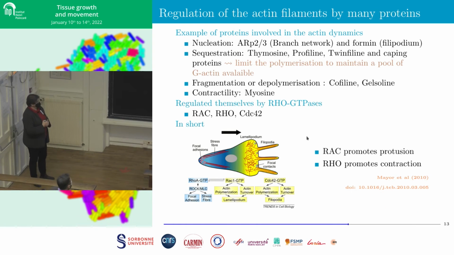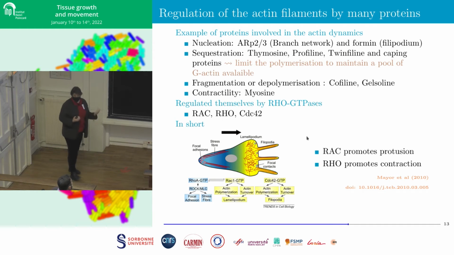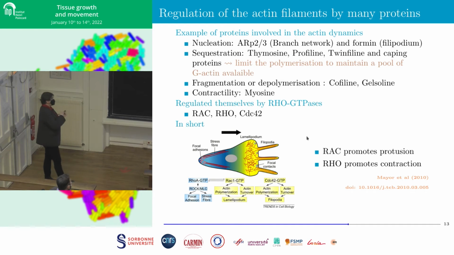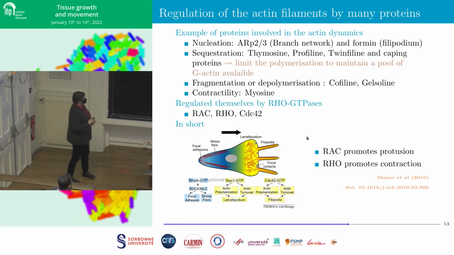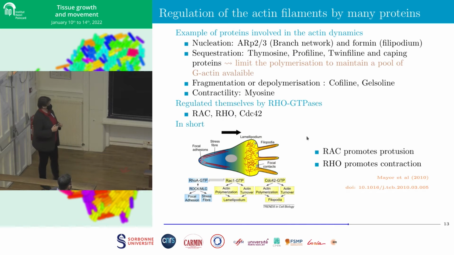So, to be short, we can say that Rac protein will promote the protrusion of the cells, so promote a force that enables the cells to go further. And at the back of the cells, the protein Rho will promote the contraction of the cells. Okay?